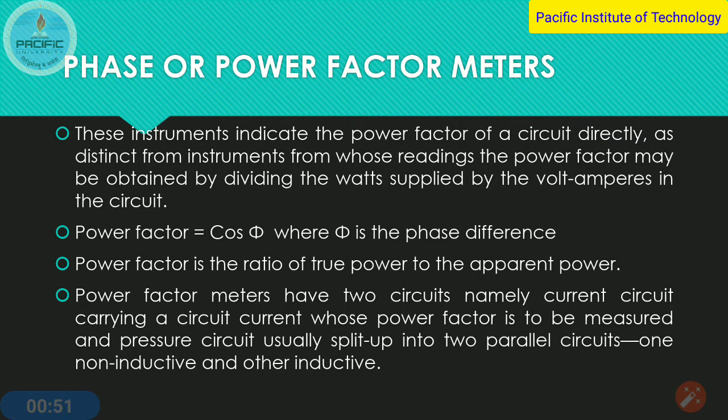A power factor meter consists of two coils, or basically two circuits. One is the current circuit, which carries the load current whose power factor is to be measured, and the other is the pressure circuit, which is split into two parallel circuits. One is non-inductive and the other one is inductive in nature.